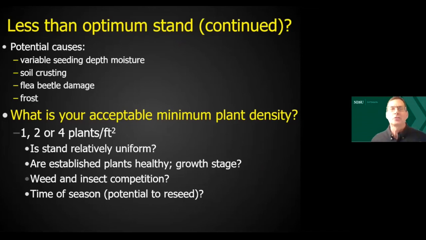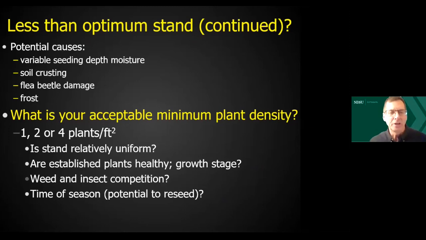And so the next information I have is questions. And I don't have answers for them. It's just questions to consider as you contemplate a less than optimum stand. So first is, what's your acceptable minimum plant density? Is it 4 plants per square foot? Or maybe it's half of that. Or maybe it's half again. Maybe even 1 plant per square foot is sufficient if everything else is right.